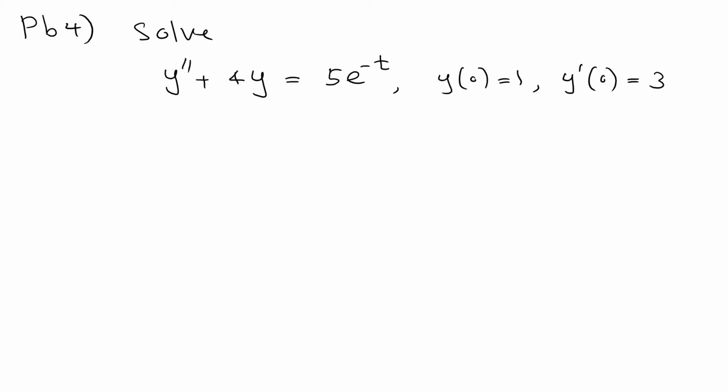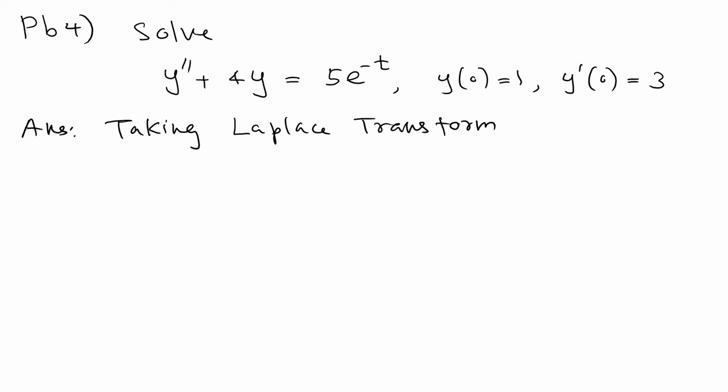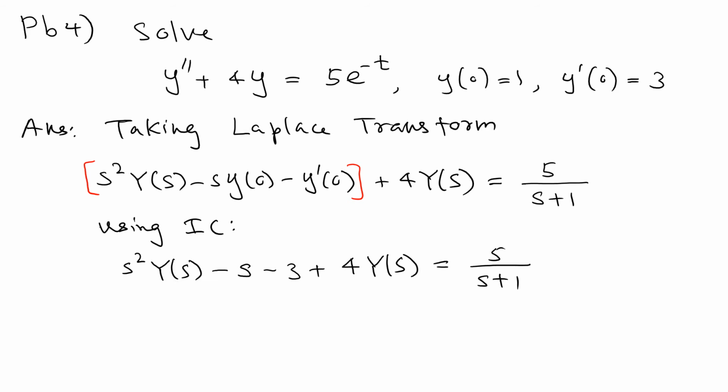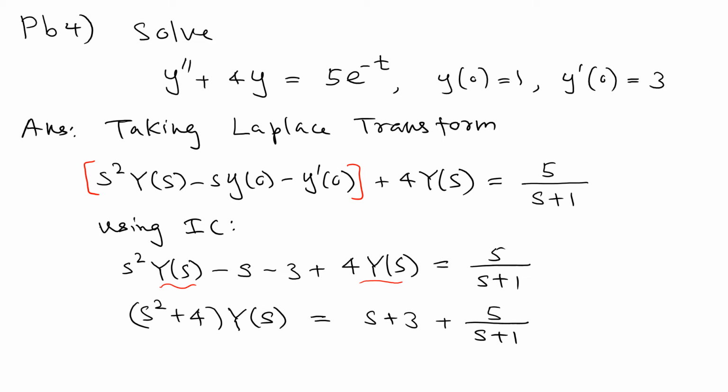So we have y double prime plus 4y equals 5 e to the negative t, y(0) equals 1, y prime (0) equals 3. We use the same approach. We take the Laplace transform of the equation, so we get this term by term. Next, we use initial conditions. Then you can take all the y terms to one side and move everything else to the other side like this. Next, we solve for Y(s). That's the standard procedure. So let's do that.